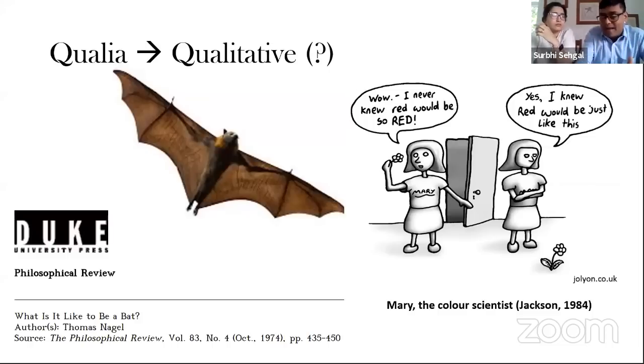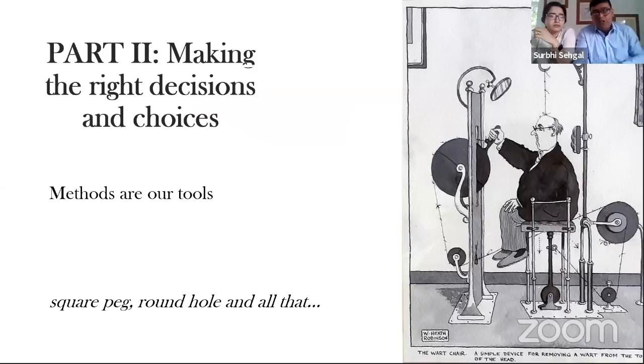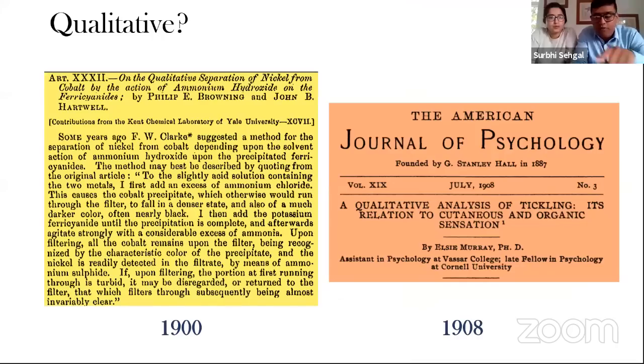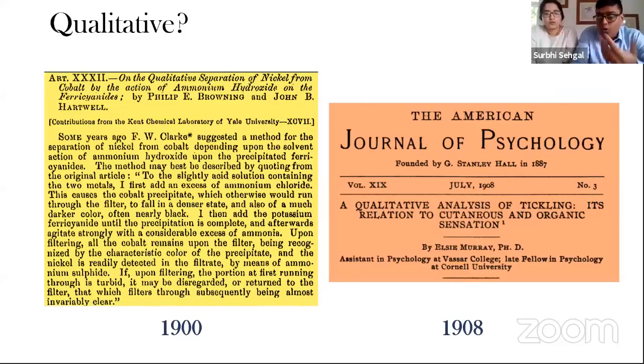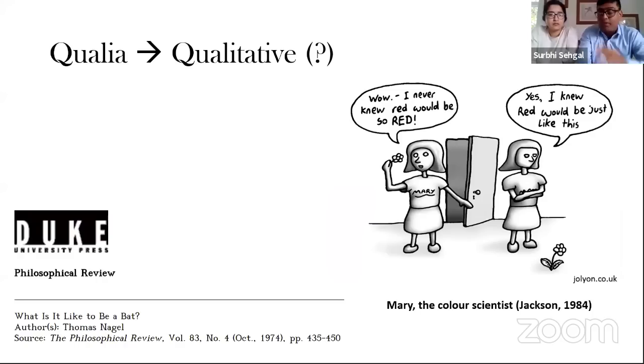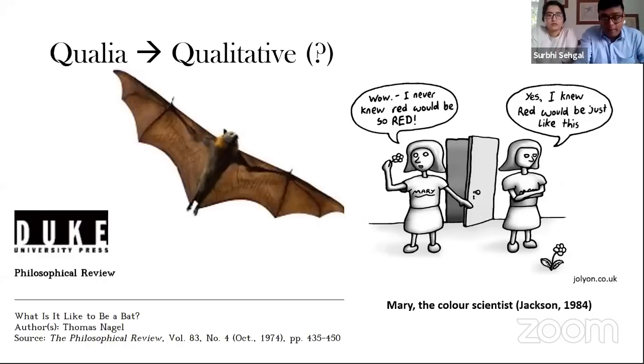sort of broad understanding. Right, so with that background about subjectivity and qualia, we now move on to the issue of methods, because as you saw in the diagram that I shared of Valsiner's paper, there's the phenomena, and then in order to approach the phenomena, we need to have methods. And methods are, in many ways, the heart of all qualitative enterprise. We need to have the right methods that match the phenomena.